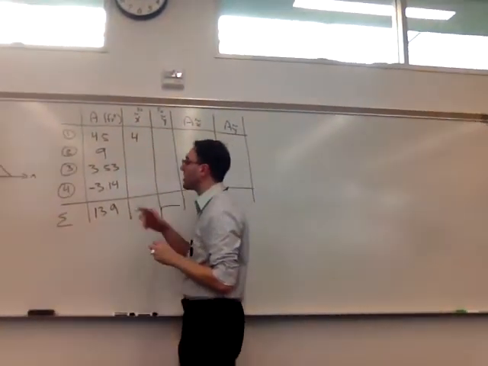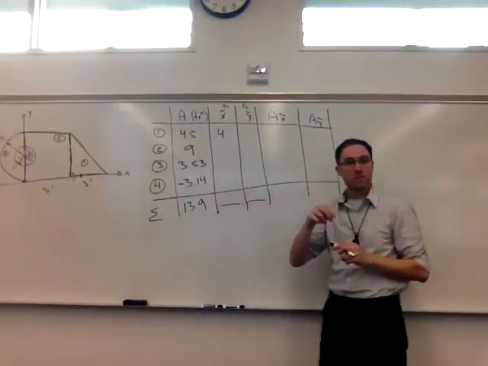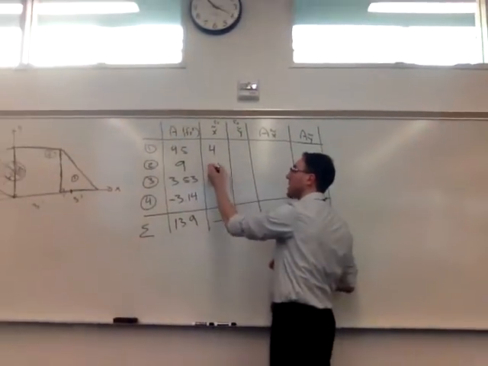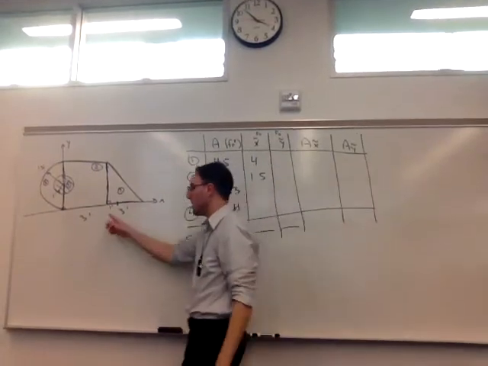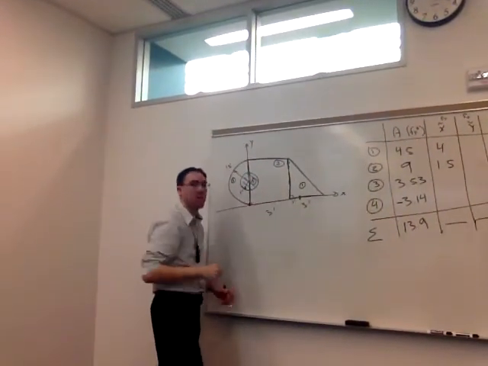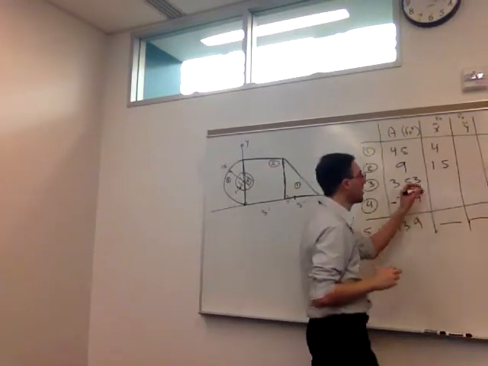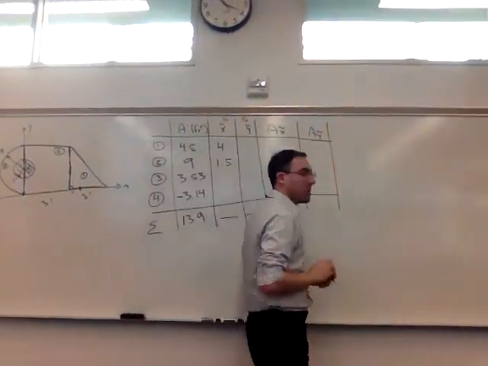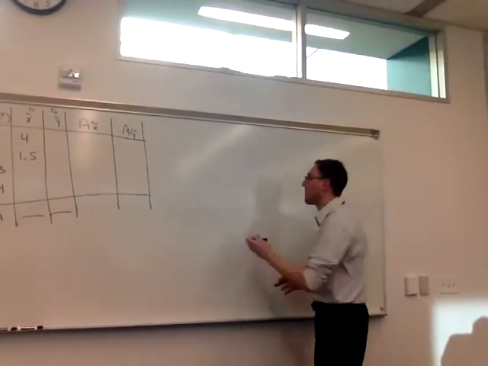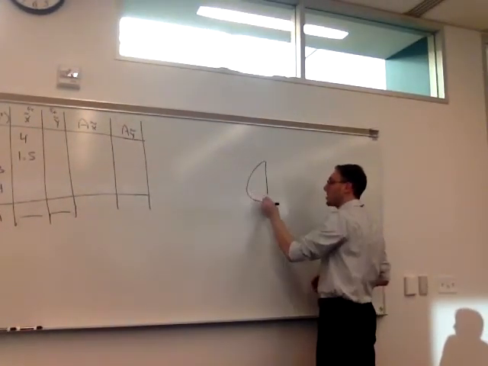Shape number 2, what's its x tilde value going to be? Right, 1.5, because it has a base of 3, and it's half of the base if it's a rectangle or a square. Shape number 3, I don't expect you to know this right now off the top of your head, but for exams or quizzes you need to.